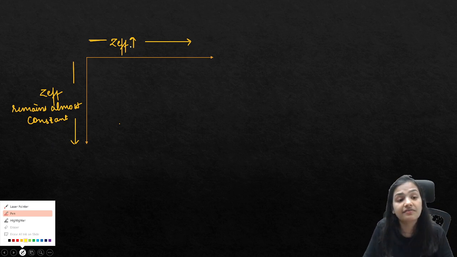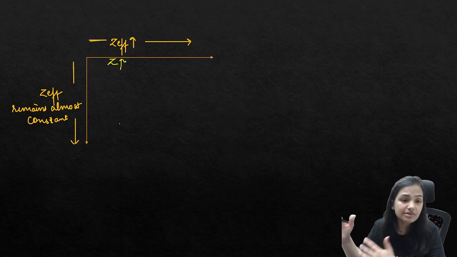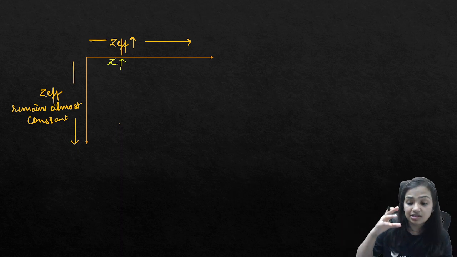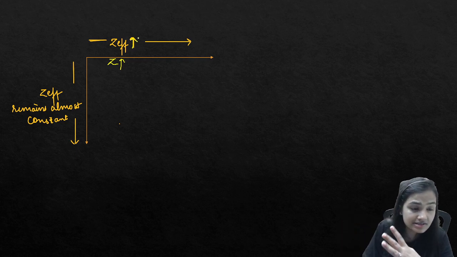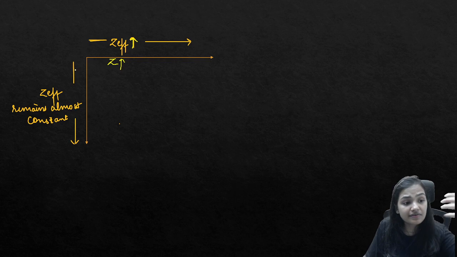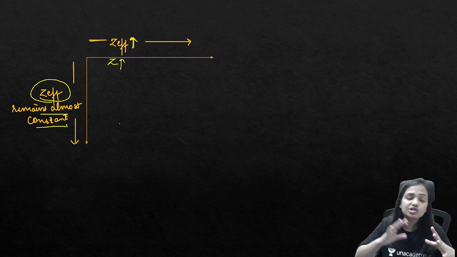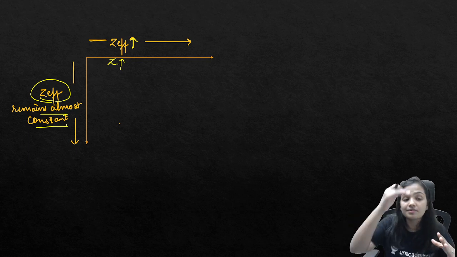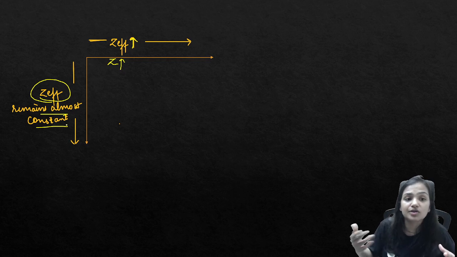When we are moving from left to right, as the atomic number increases, as the Z value increases, the number of protons increases, so the Z effective increases. But here we found that when we are moving from top to bottom, the Z effective remains constant. That means there will be no change in the Z effective values when moving from top to bottom, because this is a property of the shape of the orbital.